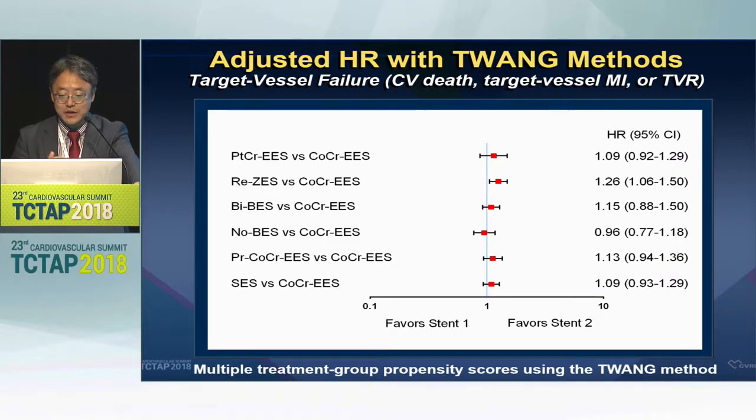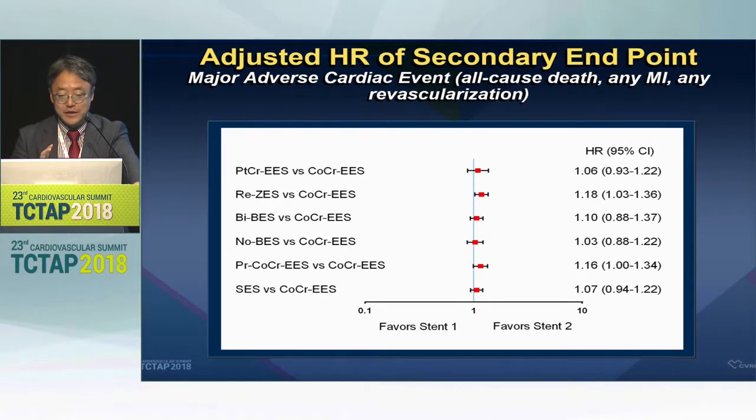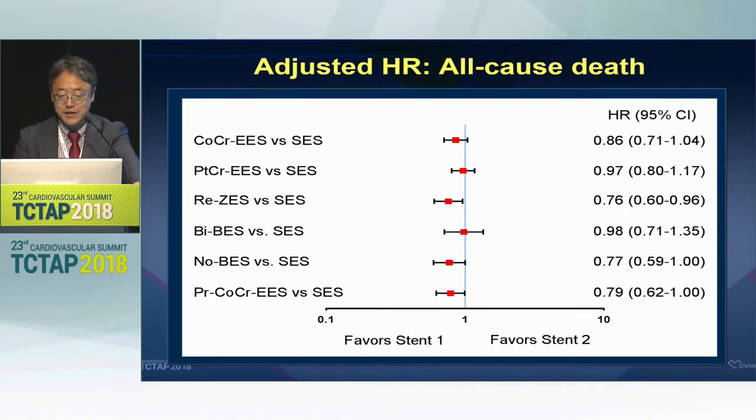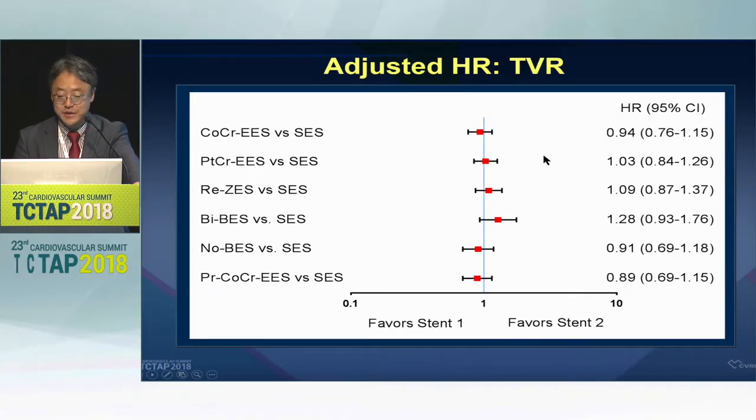And we adjusted with the TWANG method, a multiple group propensity score analysis. Most commonly used was the Xience stent. Overall, the stents were similar, but compared to the Resolute, Xience looks better. And MACE showed no statistical difference overall. And looking at death, compared to the first-generation Cypher, the contemporary stents were slightly better. There is some statistical significance.